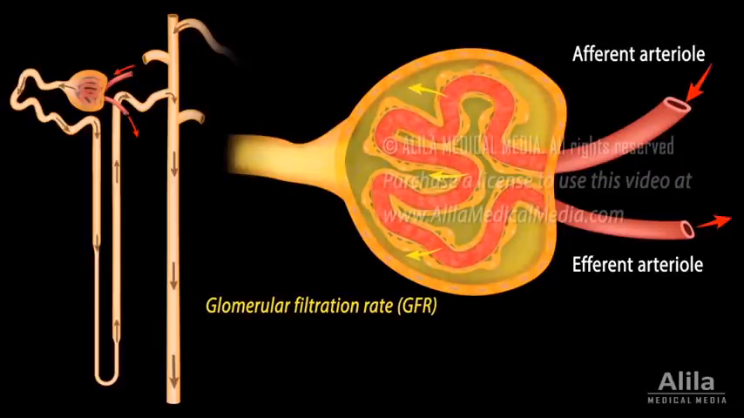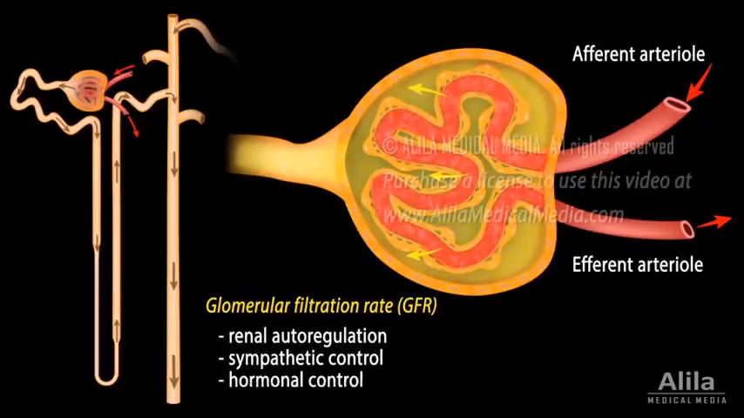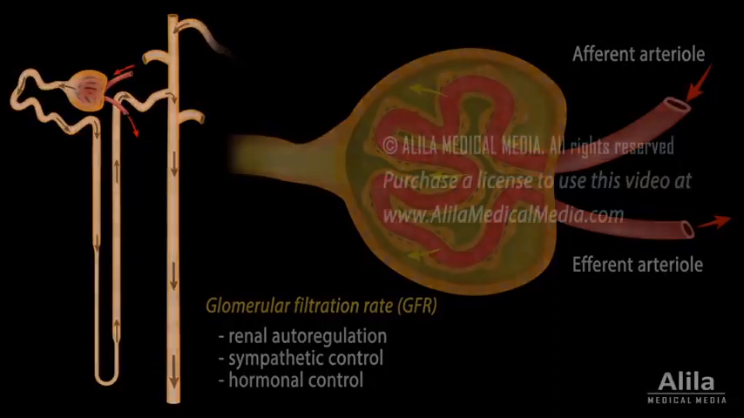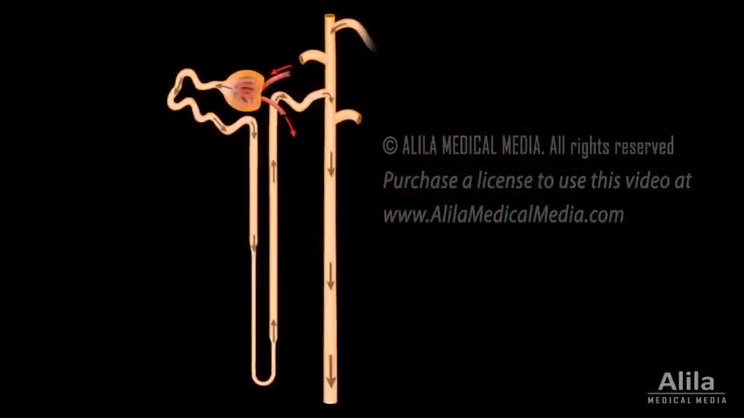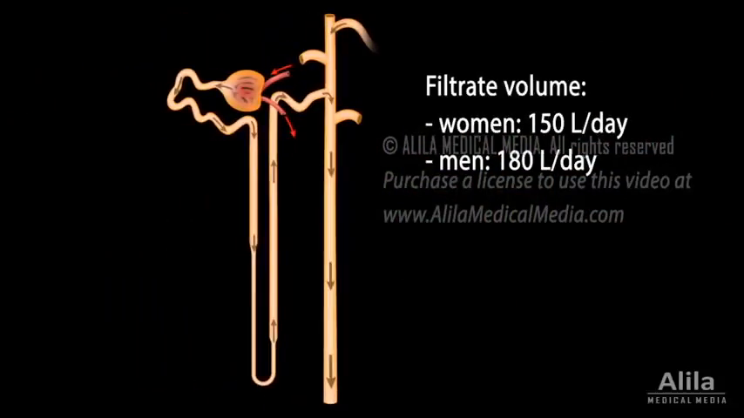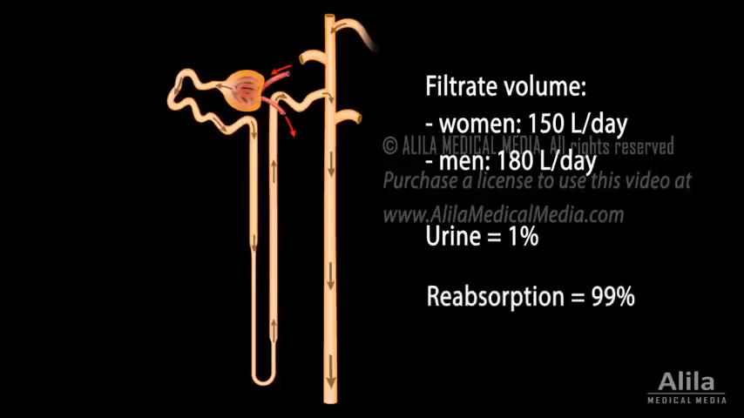GFR is kept at a stable value by several feedback mechanisms within the kidneys, known as renal autoregulation. GFR is also under sympathetic and hormonal control. GFR regulation is generally achieved by constriction or dilation of the afferent arteriole, which causes the glomerular blood pressure to fall or rise, respectively. In a healthy person, the total filtrate volume amounts to between 150 and 180 liters a day. However, only about 1% of this is excreted as urine. The remaining 99% is reabsorbed back to the blood as the filtrate flows through the long renal tubule.